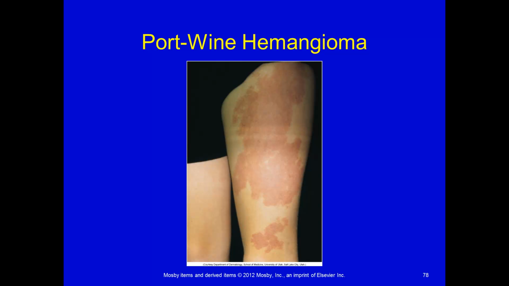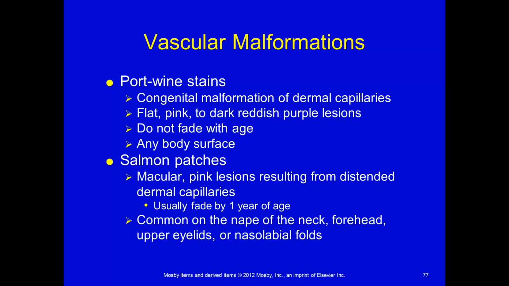And then to go back. Salmon patches are similar to port wine stains. They're macular, so they're pretty flat as well. Pink lesions resulting from distended dermal capillaries. Now these are a little bit different, and they usually do fade by about 1 year of age. So I'm sorry if I confused you. Port wine stains usually do not go away. They're pretty permanent, like a birthmark. Salmon patches usually fade by about 1 year of age. So they may not completely go away, but they're certainly fading and a little less noticeable.